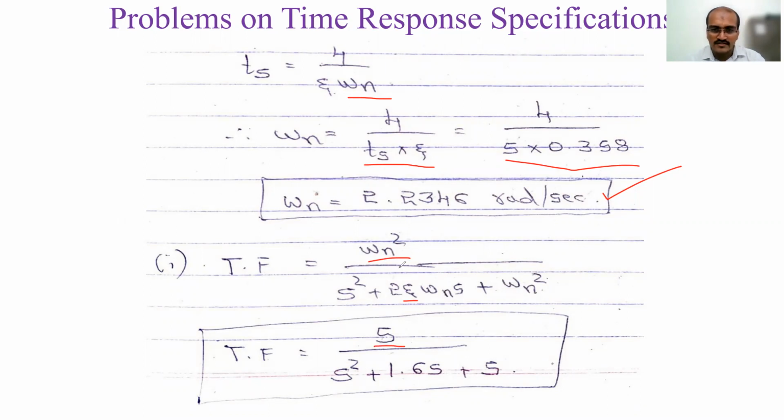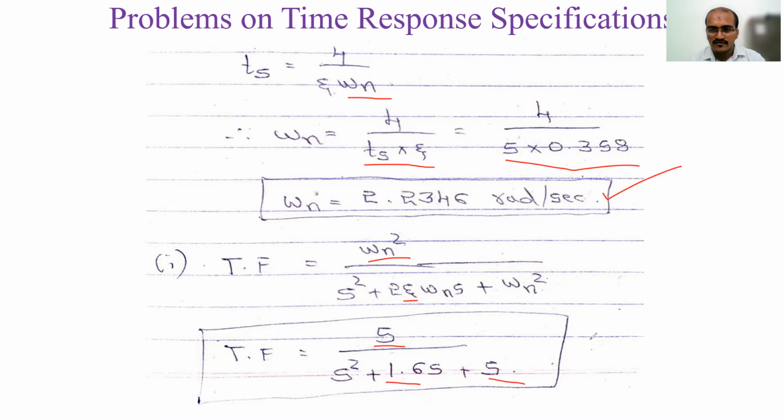Divide by s square plus 2 zeta omega n. Find this factor: 2 into 0.358 into 2.2346. This will give you 1.6, you can check this. So that is 1.6 s you got. Hope it is clear. Plus omega n square is the same value as in the numerator, which is 5, and it will come over here.